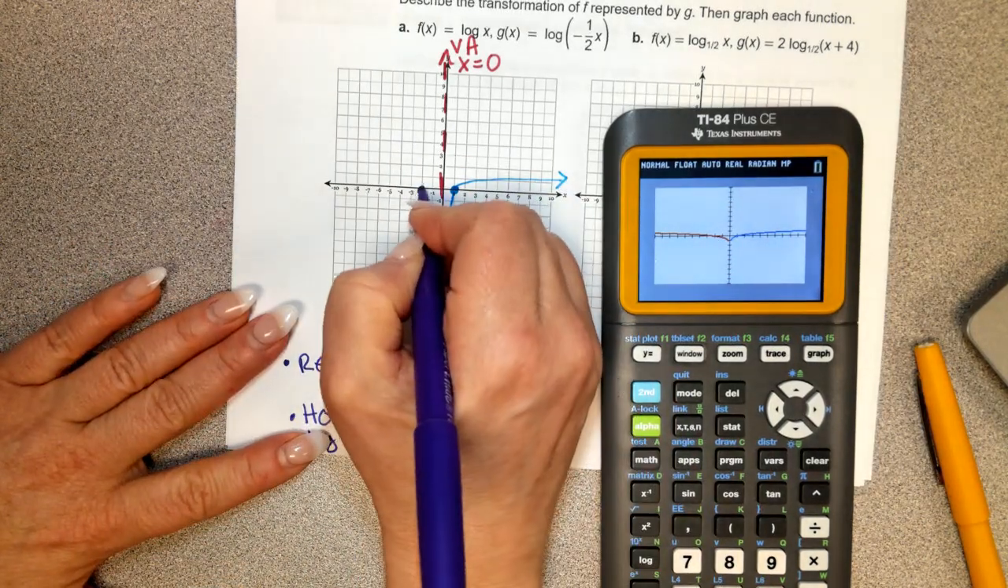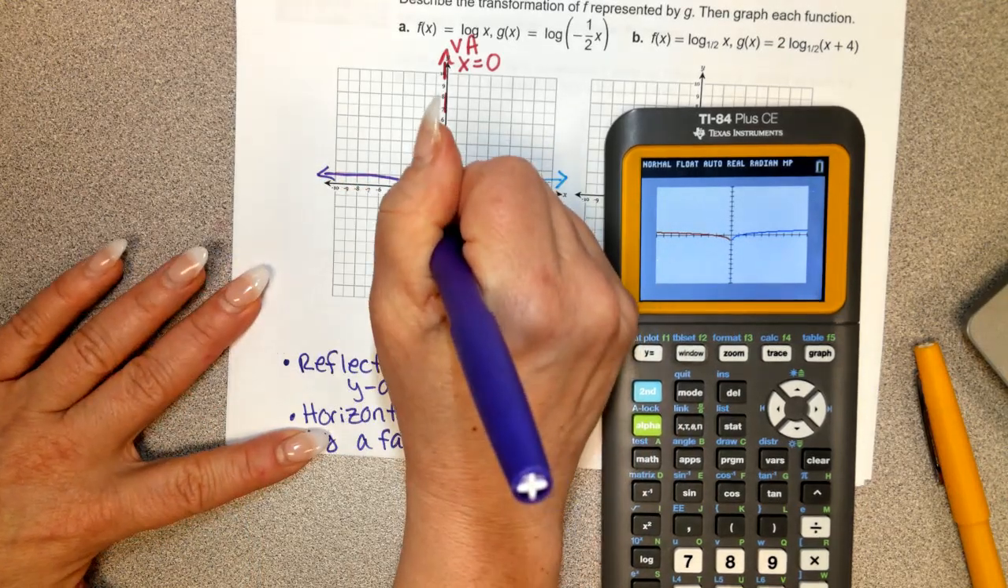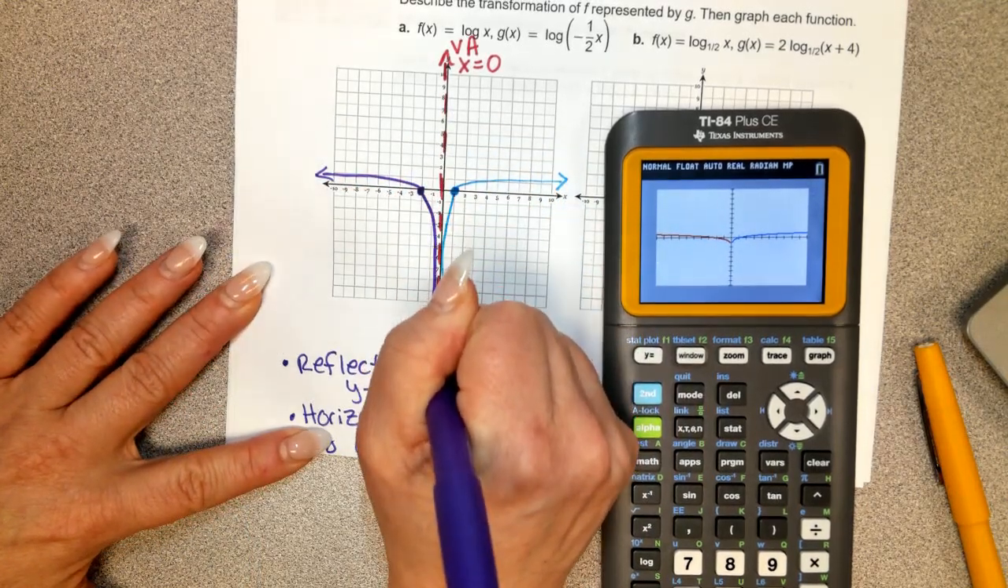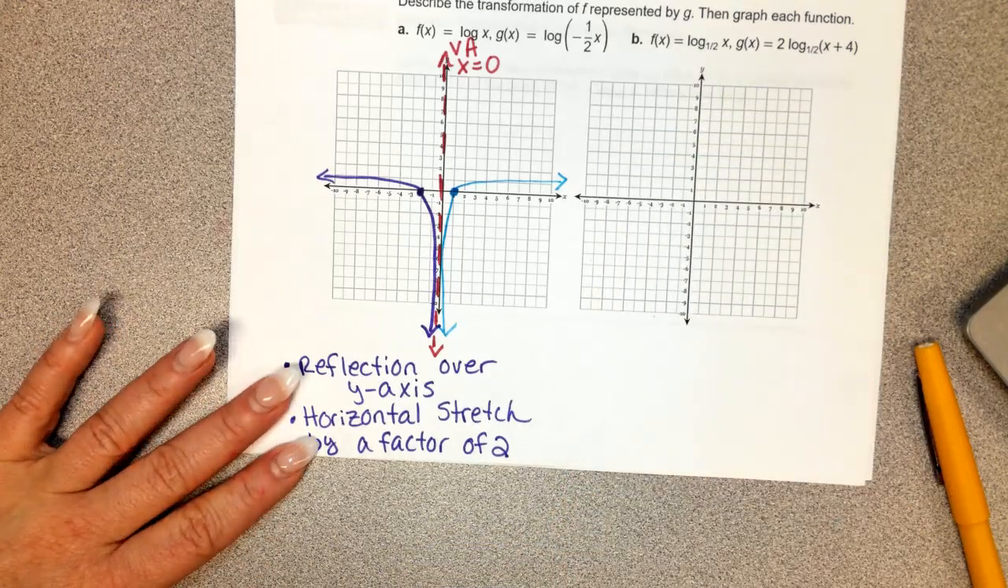All right, so it goes here, then it kind of reflects down. Now, the calculator is not going to show you this, but the tail does go all the way down. Notice that the asymptote did not change. Let's see what would have to happen for the asymptote to change, okay?